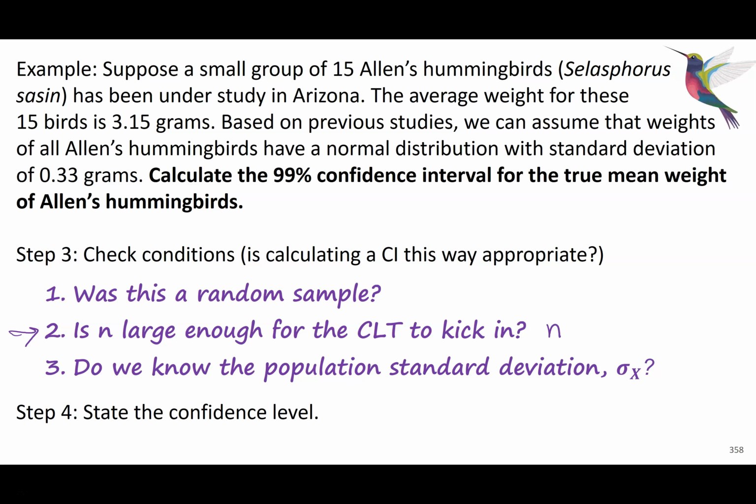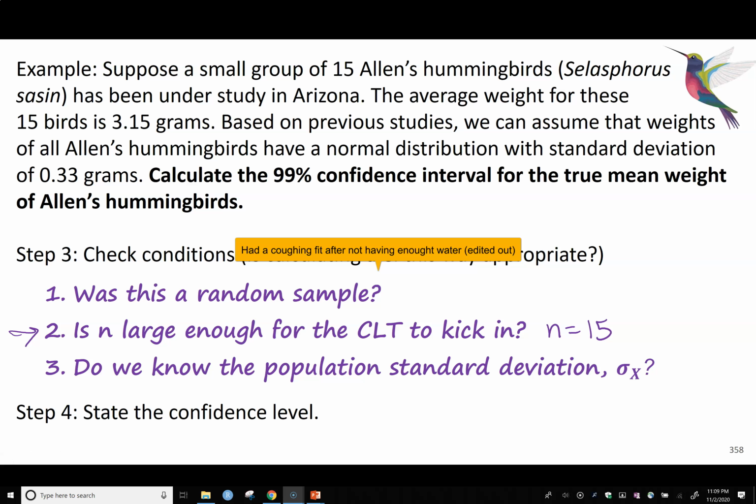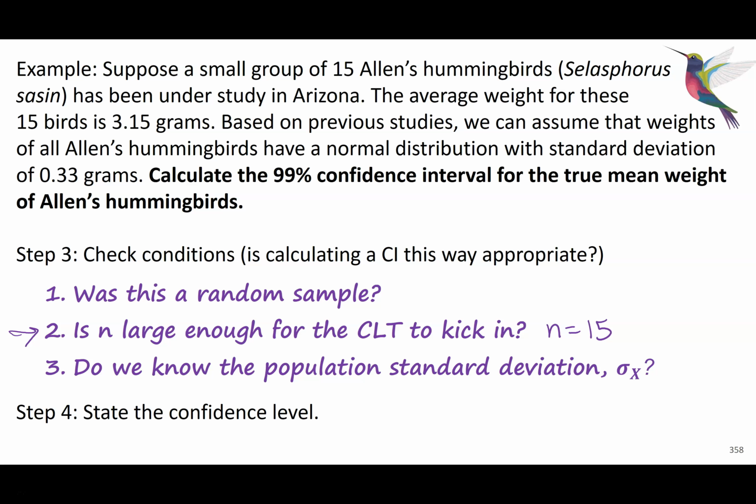So n, our sample size, was 15. With a sample size of 15, we're going to need to know something about the population, right? Because it's not over 30. So hopefully, based on previous studies, we can assume the weights of all Allen's hummingbirds have a normal distribution. So based on that, the sample size of 15 is going to be big enough because the population follows a normal distribution.